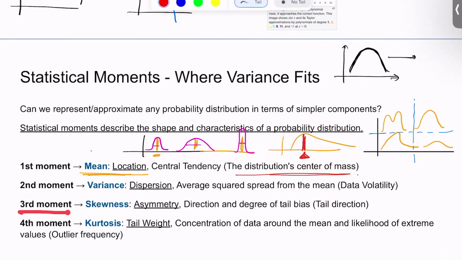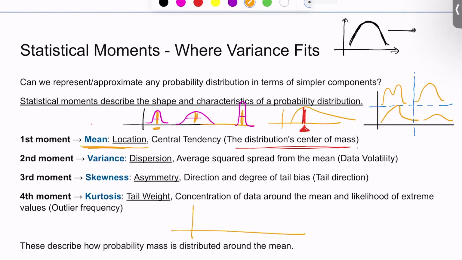That is given by the third moment, skewness, which is the direction and the degree of the tail bias. So where the tail is a bit more biased or skewed. Then we can have another shape that can probably look something like this. So let's say we have a distribution, we have defined the mean somewhere here, and we have a curve that can look either like this, or we can also have a curve that can look something like this.